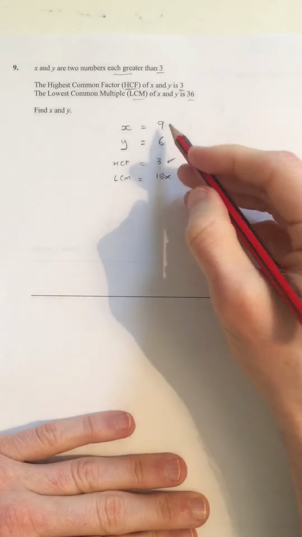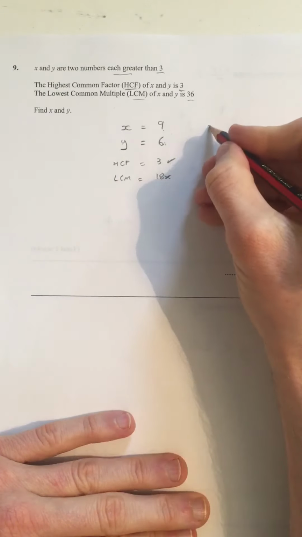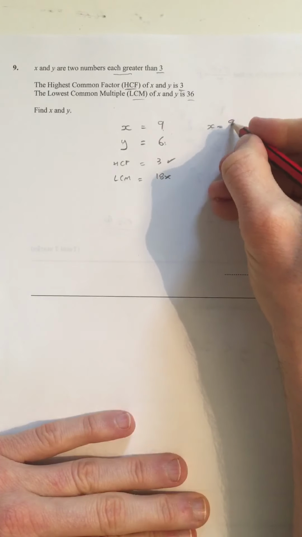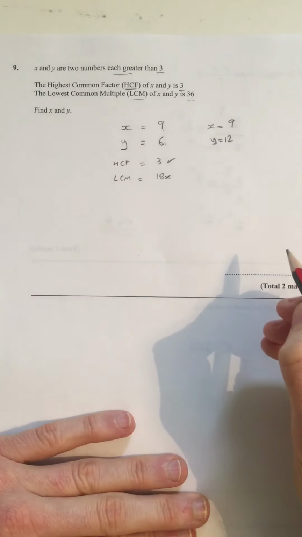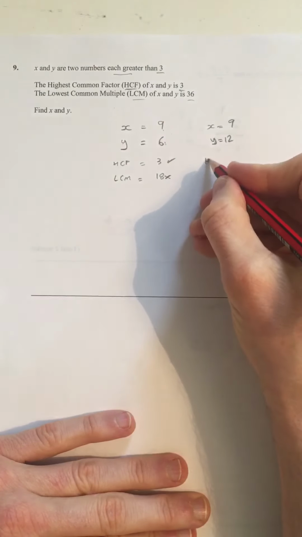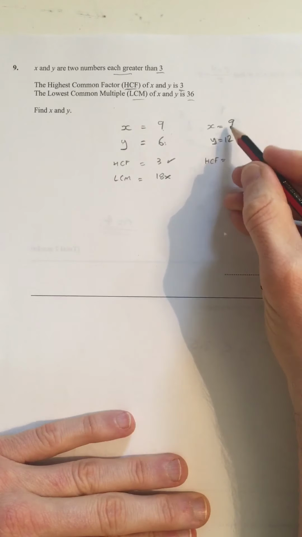So let's adjust this slightly. Let's think of another number. So what about if we tried x being 9 and y being 12 now, maybe? Let's see if that works. The highest common factor of both of those numbers, it's still 3.